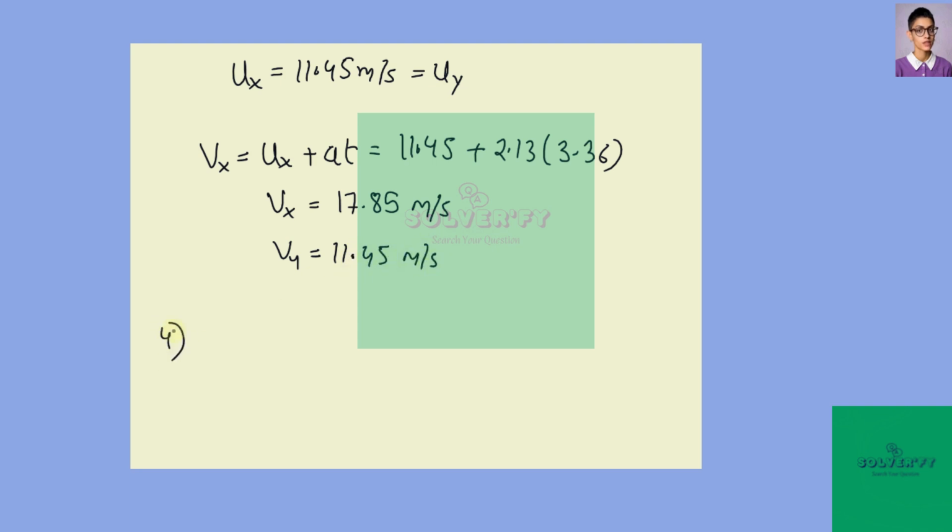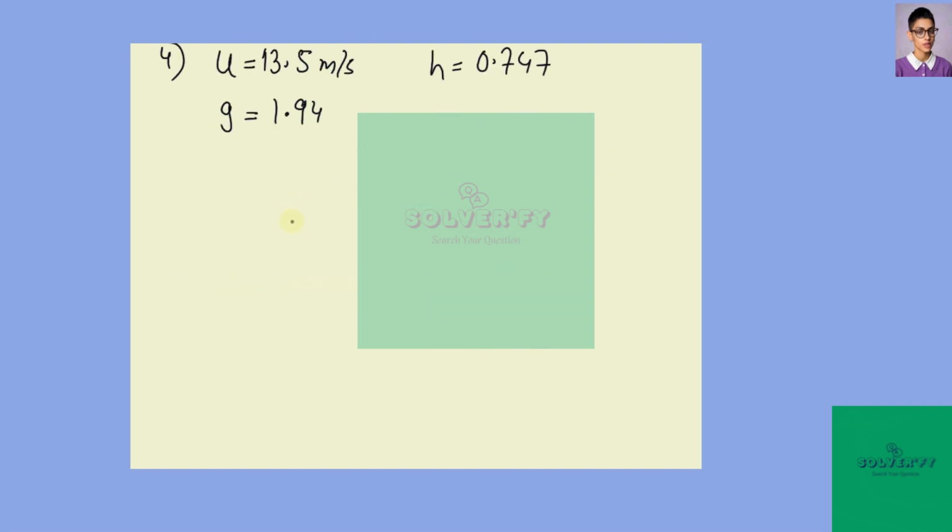Now the last part. We are given that an astronaut is standing on the surface, so it is similar to the first one, and we will just directly calculate. U is given to be 13.5 meters per second. Then g is given to be 1.94, then the height is given to be 0.747, and we have to do the same thing, but in this case we just have to calculate the time.